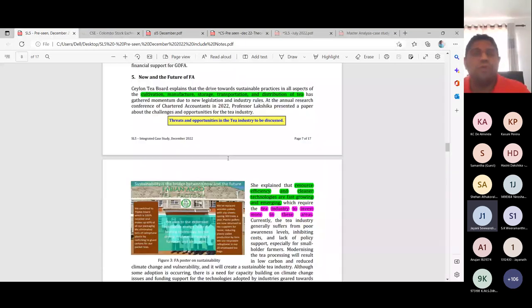Right. The now and future of the tea industry. The Ceylon Tea Board explained that the drive towards sustainable practices in all aspects of the cultivation, manufacture, storage, transmission, and distribution of tea has gathered momentum due to new legislation and industry rules. You can look at, there are some industry rules they are talking about. So, sustainable practices, right? At the annual research conference of Chartered Accountants 2020, Professor Lakshika presented a paper, challenges and opportunities for the tea industry. So definitely you have to go with SWOT analysis and PESTEL and find out that information.